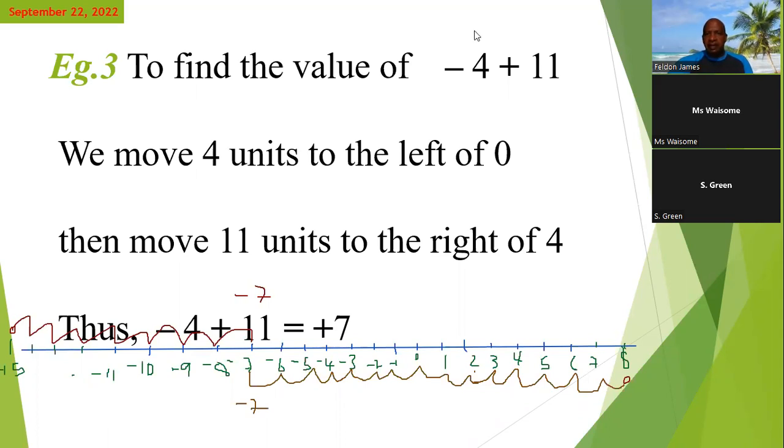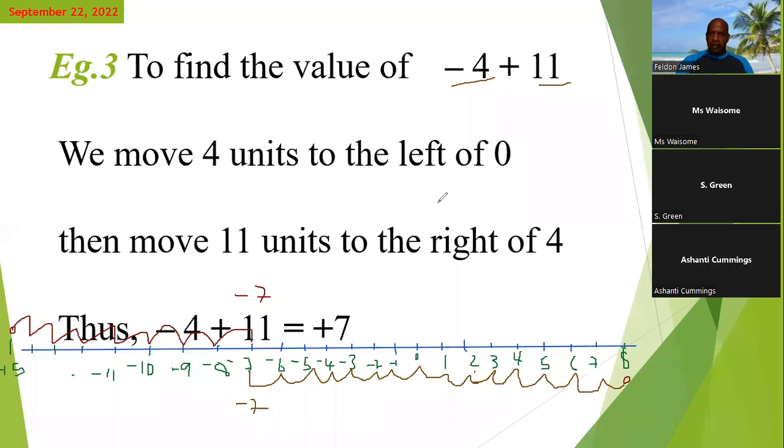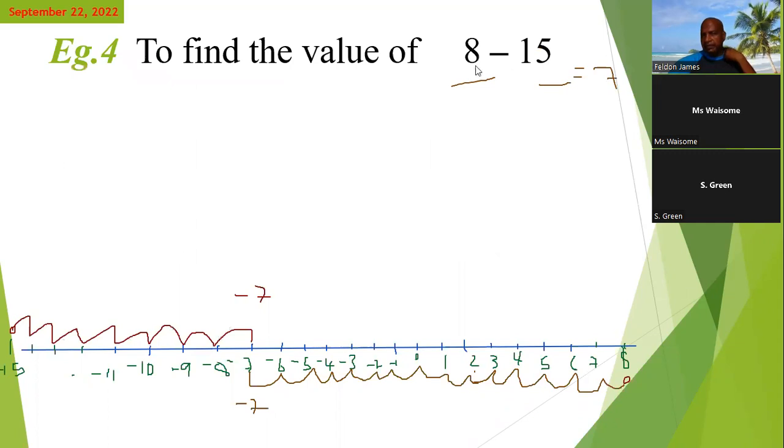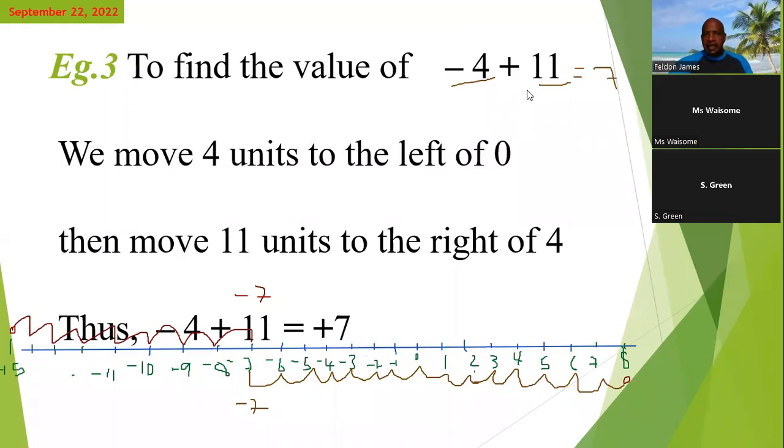Now, if you look at what happened here, you add a positive and a negative. If you take away 4 from 11, what do you get? 7. Now, notice with the other question, you have positive 8 and negative 15. If I take away 8 from 15, I get negative 7. So what I want you to realize here is that you find the difference. So take away the smaller number from the larger number, and the answer must take the same sign as the larger number. This is a positive, so it means that the 7 will also be positive. The larger number, which is 11, is positive, so your answer is going to be positive.